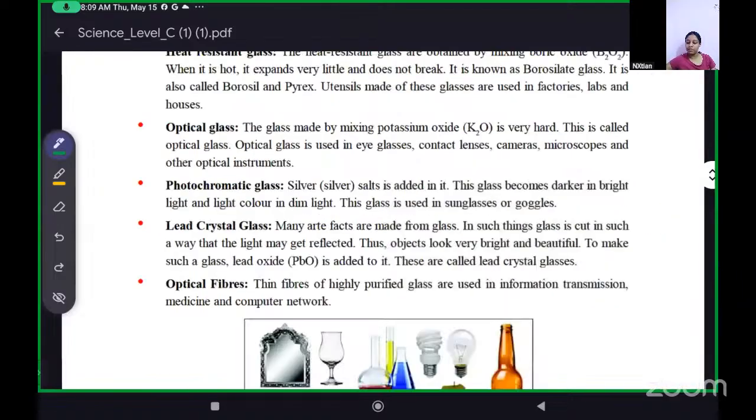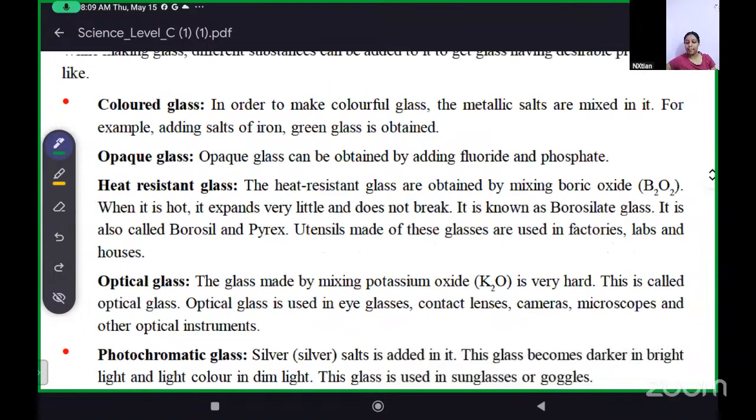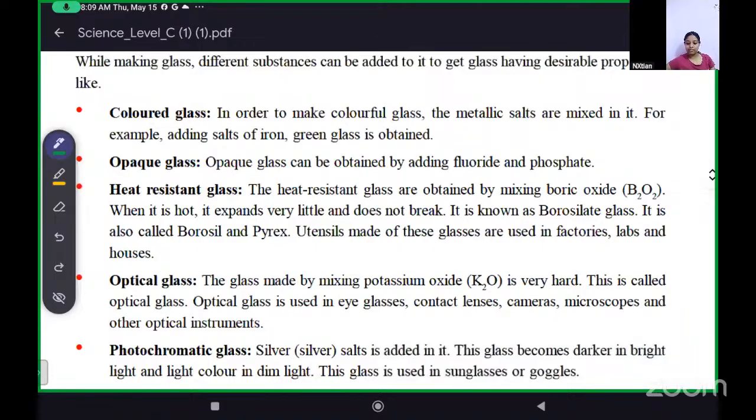What are those? We have colored glass. In order to make colorful glass, metallic salts are mixed in it. For example, adding salts of iron, we obtain green glass. Have you seen green glass in some window design? Ma'am, in an old Catholic church. Yes, like a church. Green, blue, brown colored glasses are there in the windows.